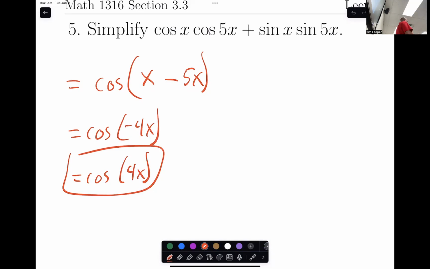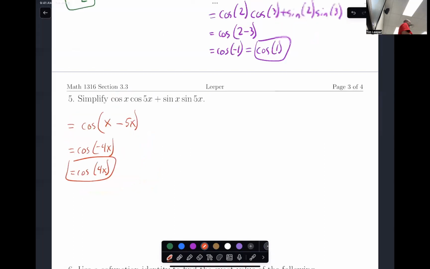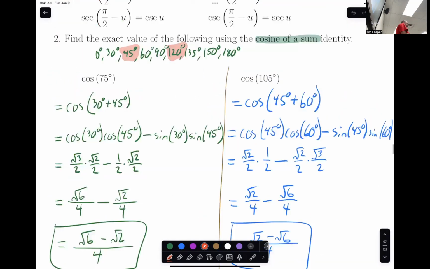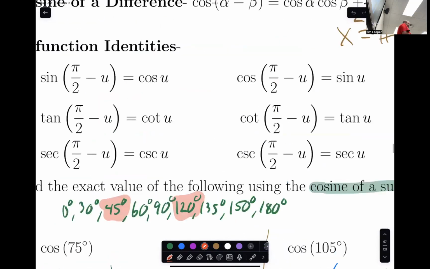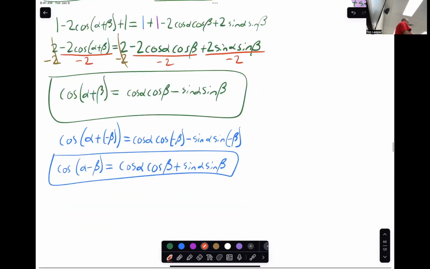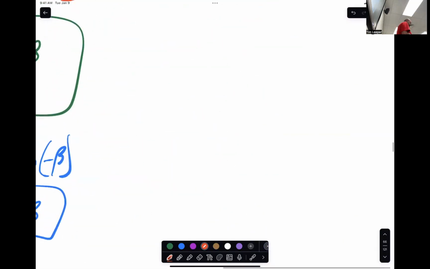We've done a lot with just knowing 2 more identities, right? But down here, we can't quite do these. These are asking us to use a cofunction identity to find the following. So let's come back up here and look at our cofunction identities. Now, our cofunction identities are actually nowhere near as bad as what it looks like. Here's what I'm going to do. I'm going to come up here and I'm going to draw a right triangle.